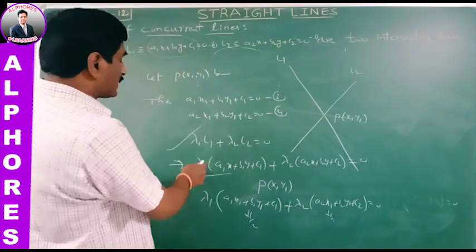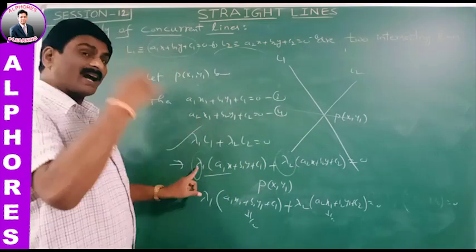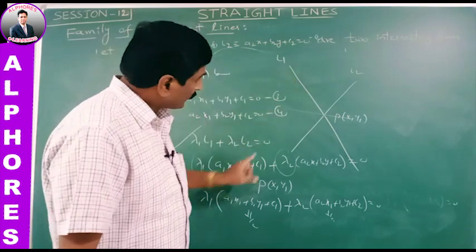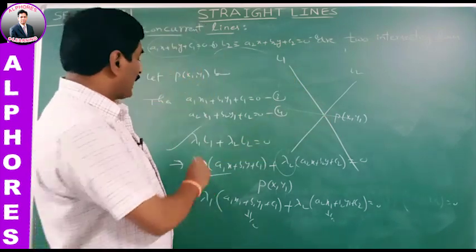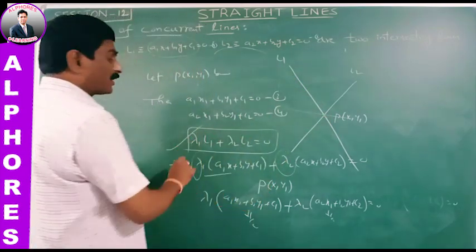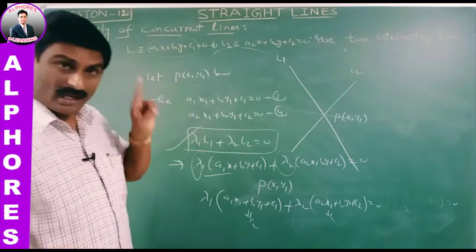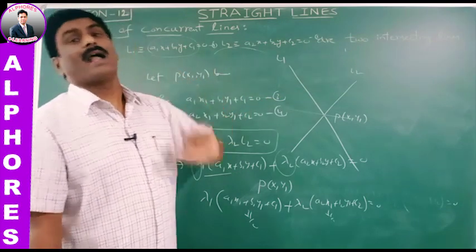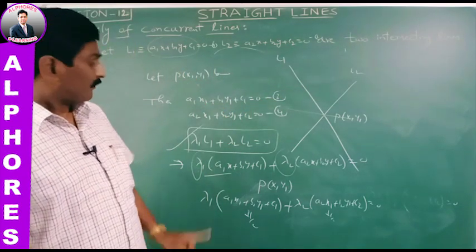For any values of lambda 1, lambda 2, this line always passes through this point P. Therefore, lambda 1 into L1 plus lambda 2 into L2 is equal to 0 represents a family of lines passing through the point of intersection of the lines L1 is equal to 0 and L2 is equal to 0. Okay, very important.